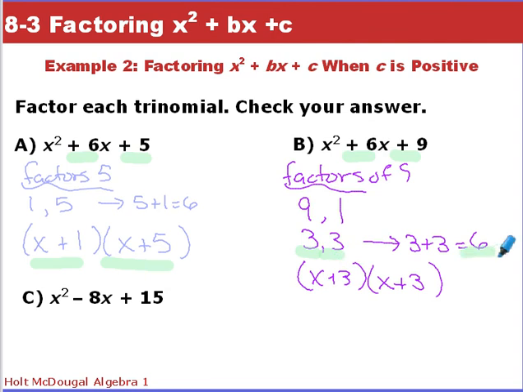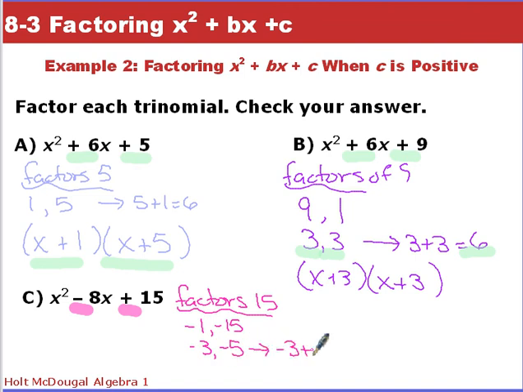In our last example, in this case we have a negative b and a positive c, 15. So we need factors of 15 that multiply to give you 15, but add together to give you negative 8. So they both have to be negative. So we have -1 and -15, and -3 and -5. Well, those will sum to give us -8. So those are our factors for this one. So it'd be x minus 3 times x minus 5.